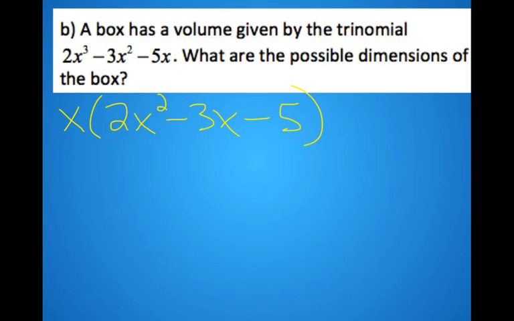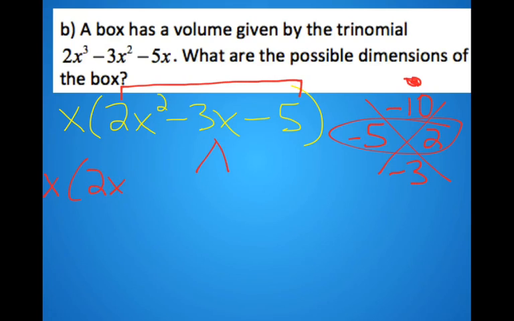And then we can use our method for the remaining trinomial here. So let's multiply those first and last terms together, at least the coefficients. So that would be -10. So we're looking for two numbers that multiply to be -10 and add up to be -3. So that would be -5 and +2. So then we'd want to rewrite the middle term here. So carry the x along for the ride.